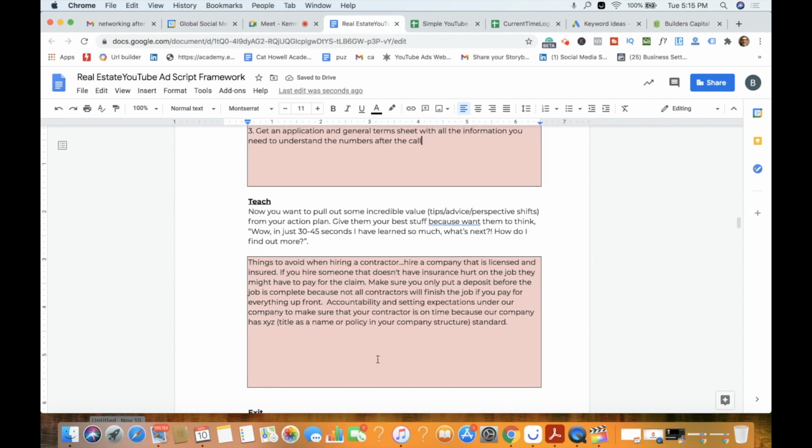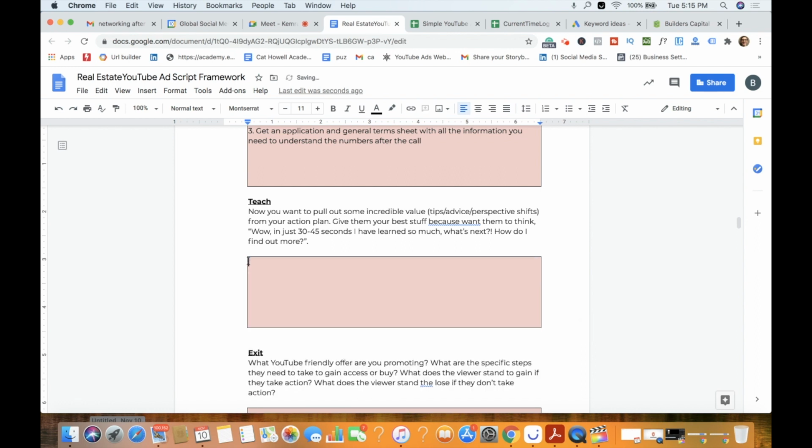Those are your steps. And then for the teach, is there anything that you feel you can teach them? It doesn't even have to be anything crazy, right? It could be something like, you talked about interest rates. Is it something like 6 to 12% interest rates are what you're getting people, or is there a trend right now that you might know?